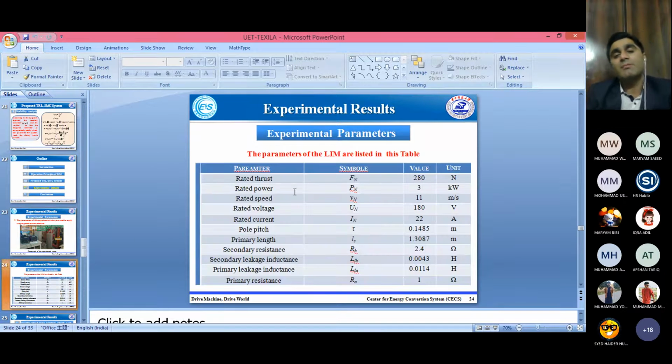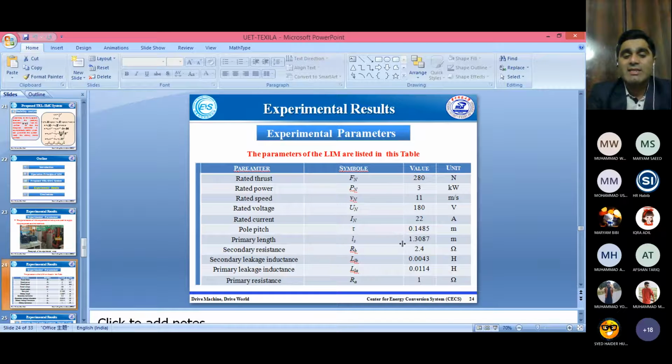So the experimental parameters for the LIM are listed in this table. The rated thrust, shown here, is 280 Newton, and the rated power is 3 kilowatt. The rated speed is 11 meters per second, the rated voltage is 180, the rated current is 22 ampere, and the pole pitch is given here.